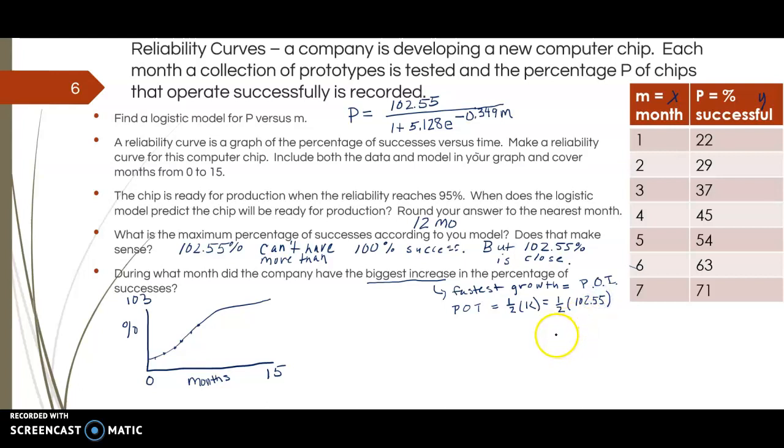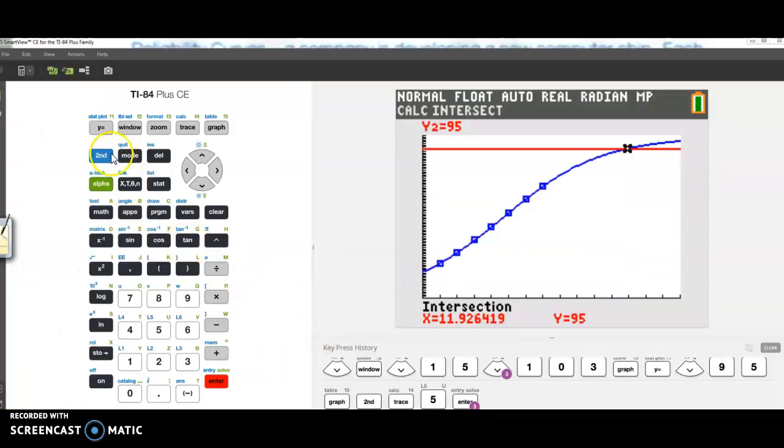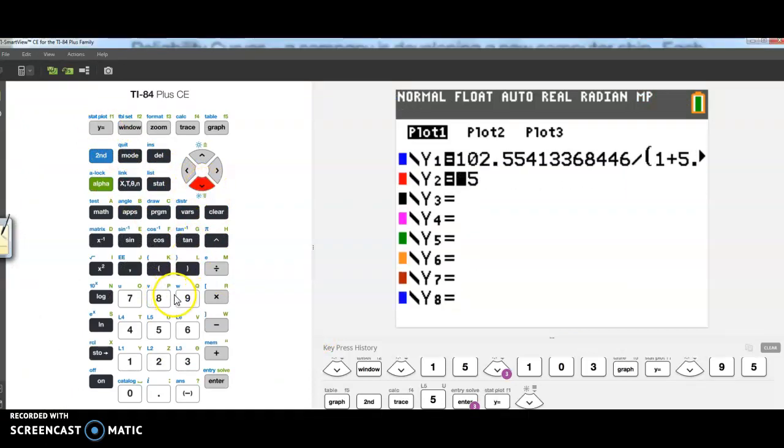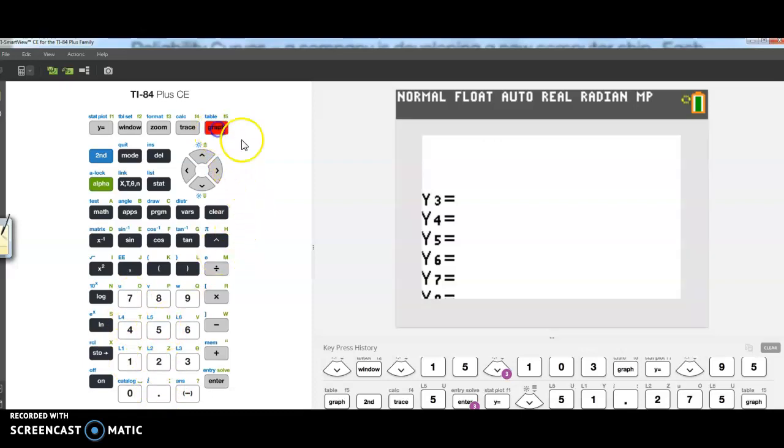And doing the math on that means that we are looking for 51.275%. All right, so I'm going to go back to my calculator. The percent was the Y value, so I'm going to need to put this into my Y equals. So going into Y equals, I no longer need the 95%, but I can replace that with the 51.275. And I graph.